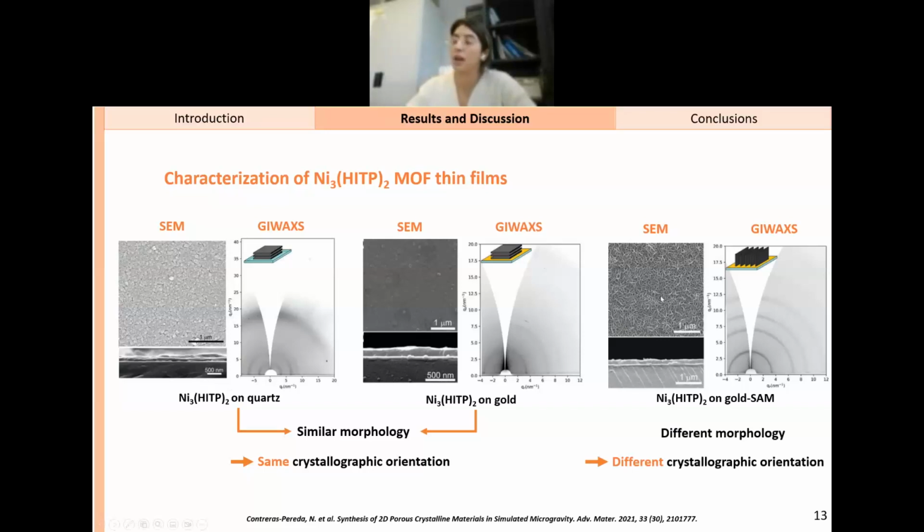So they have a different morphology. Also, the AFM in the supporting information indicates that the film formed on top is more rough. But also from the GIWAXS pattern, they observed a different crystallographic orientation, so the self-assembled monolayers actually induce this preferential orientation, so that in the end the MOF layers were oriented perpendicularly to the substrate, as shown in the image.